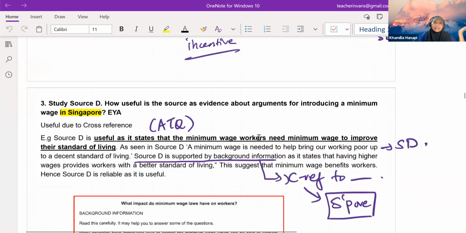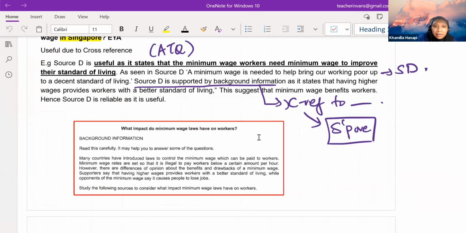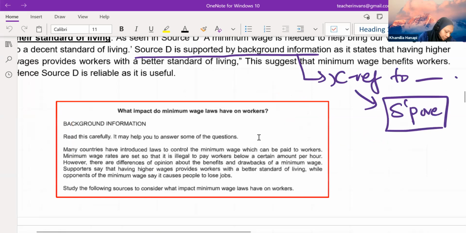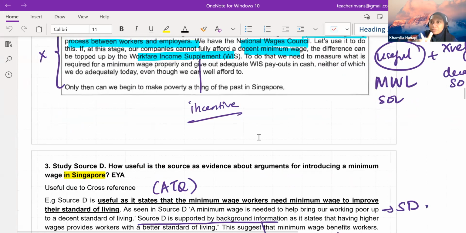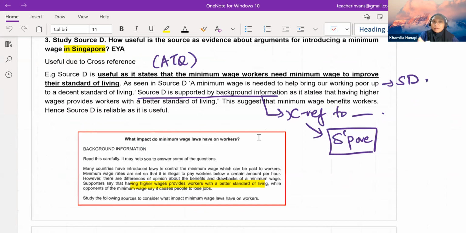And it says here that it is supported by background information because it states that higher wages will provide a better standard of living. Okay, and where is it? It is exactly this part. Correct? So it does link back and cross-reference back to here, decent standard of living. Can you see that? So always go for the keywords when you are doing cross-reference. And always remember, because this is a utility question, hence it is reliable, thus it is useful.